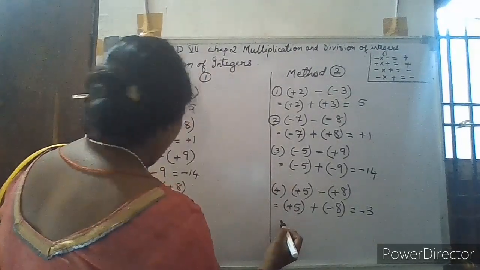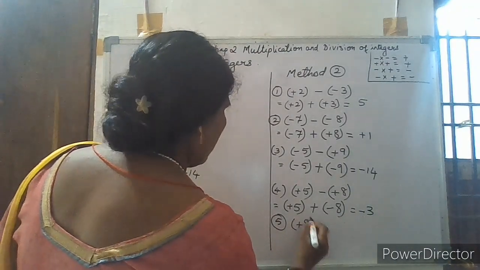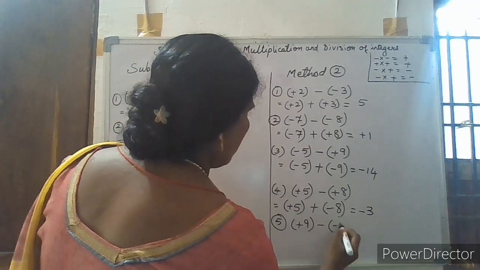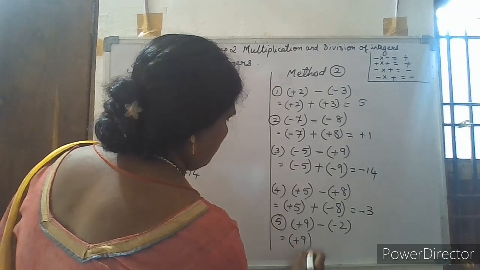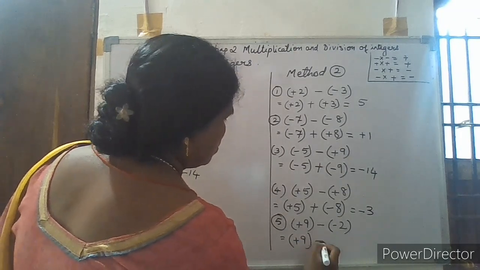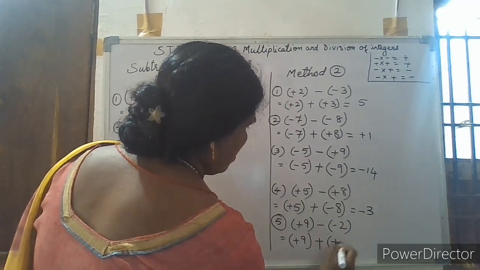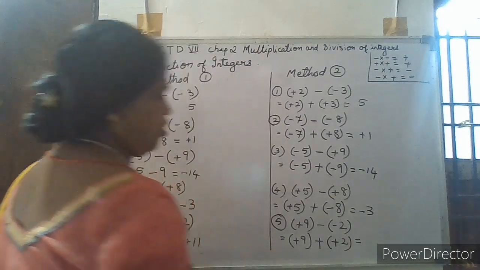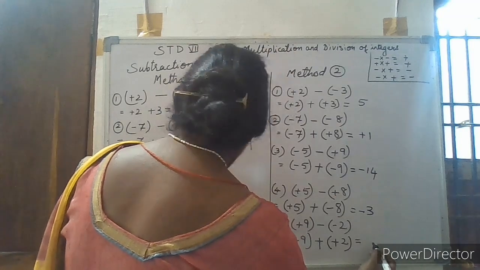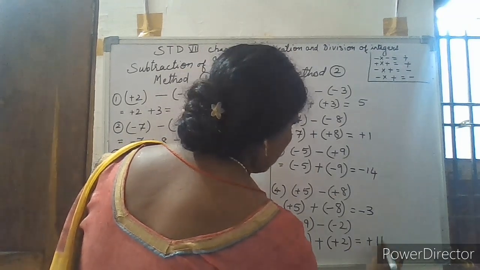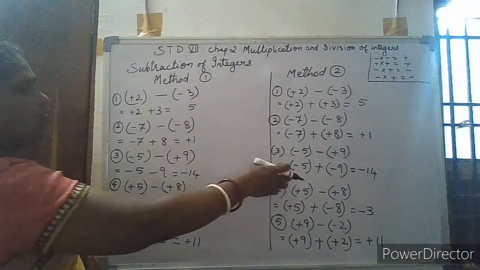Then when we come to the second method, plus 9 minus in the bracket minus 2. This is plus 9. Here the sign will change, this is plus. Inside the bracket again, this is minus, so it will be plus 2. Now both the numbers have same sign. Add and put the same sign. So it is plus 11. So in this way we have got two methods for subtraction.